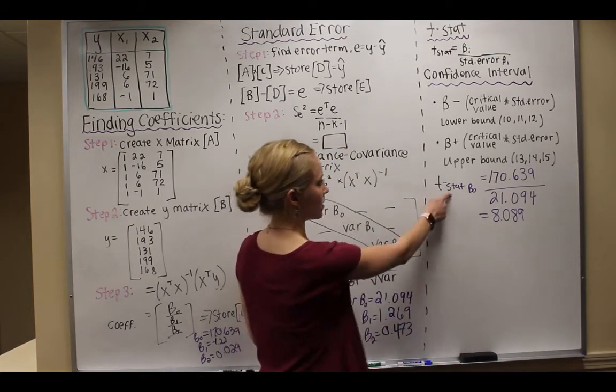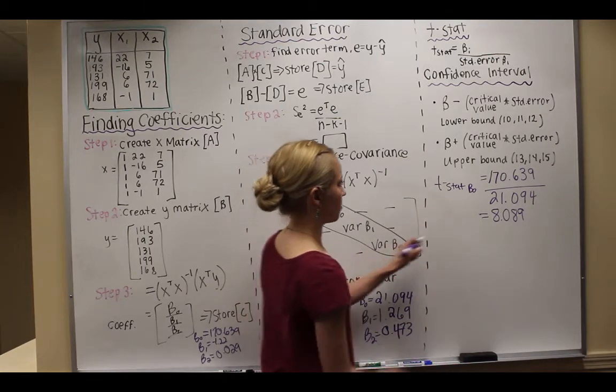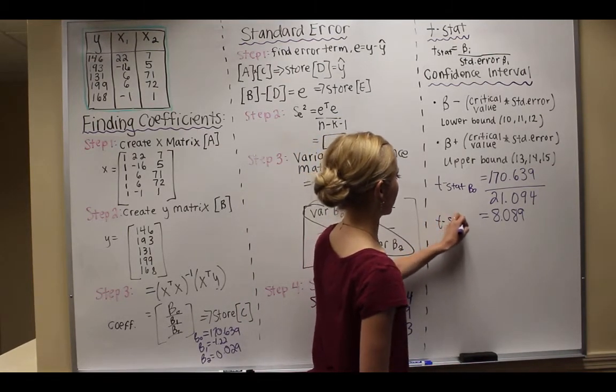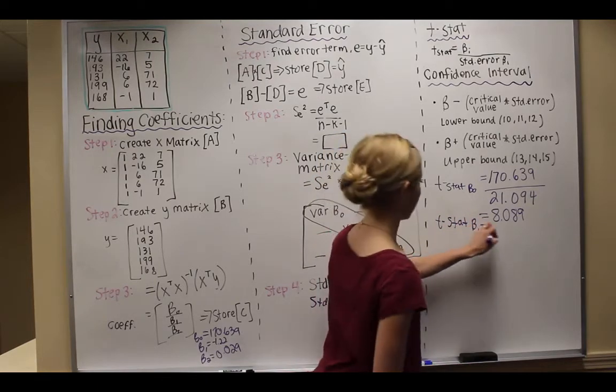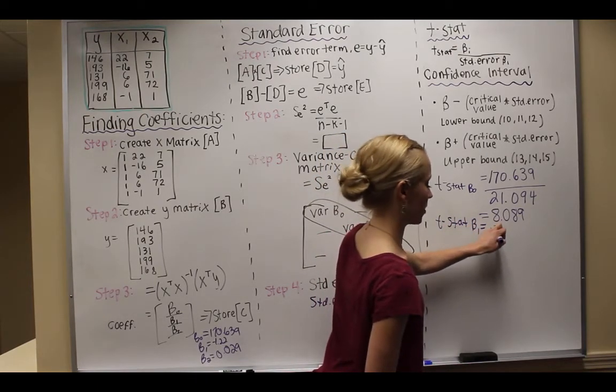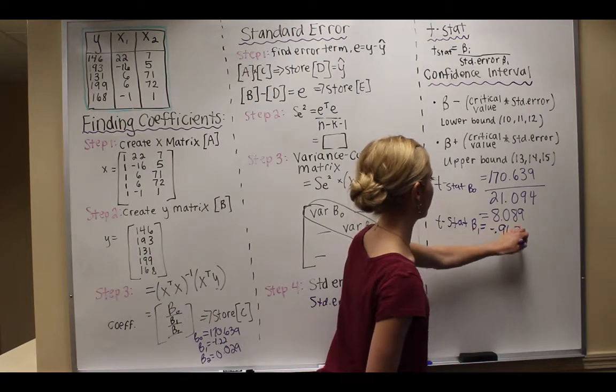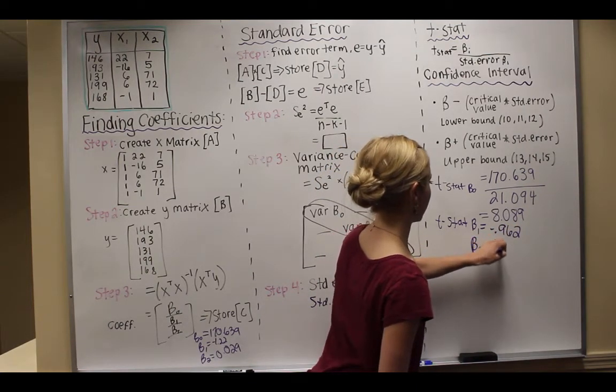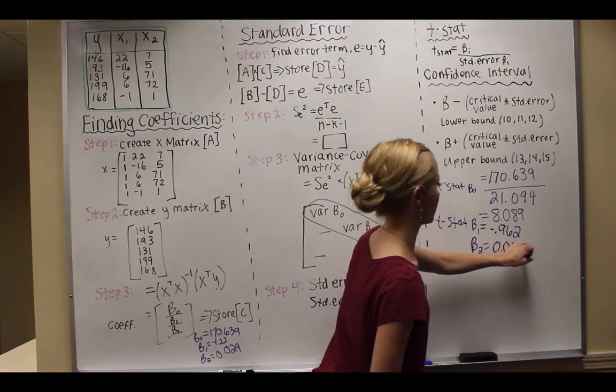And if you were to do the same thing for beta 1 and beta 2, you should get a test statistic for beta 1 of negative 0.962, and for beta 2, 0.062.